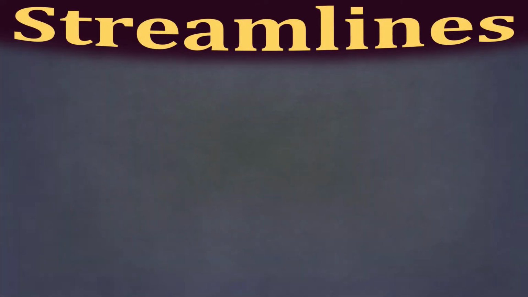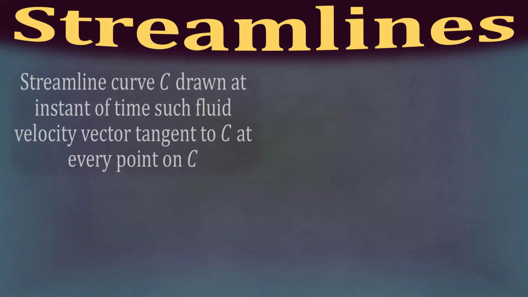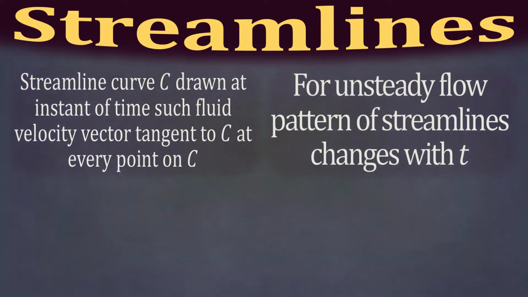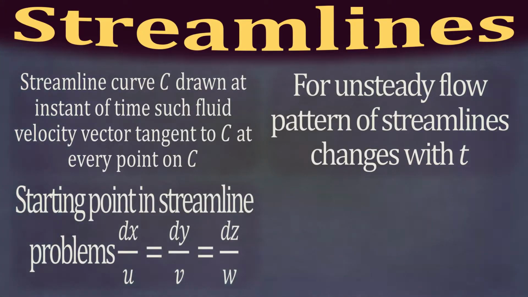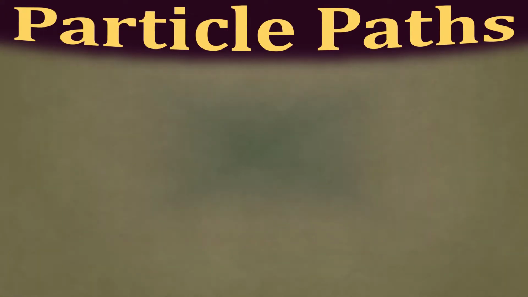Now, let's move on to defining streamlines. A streamline is a curve C drawn in the fluid at one instant of time such that the fluid velocity vector is tangent to C at every point on C. For an unsteady flow, the pattern of streamlines changes with t. The starting point in streamline problems is dx over u is equal to dy over v, which is equal to dz over w.